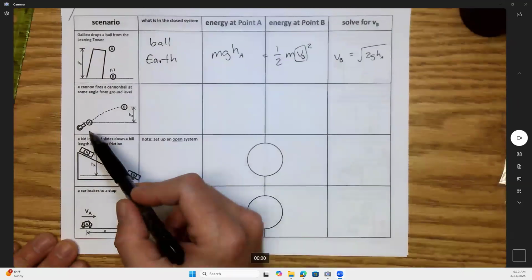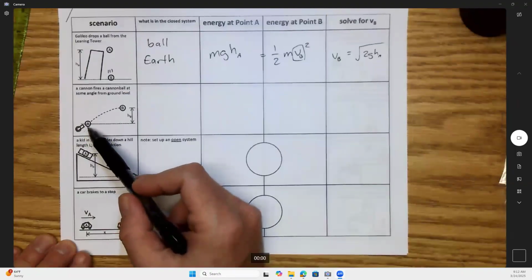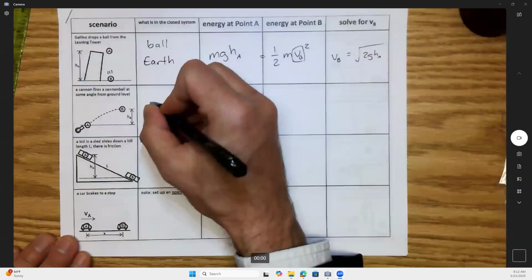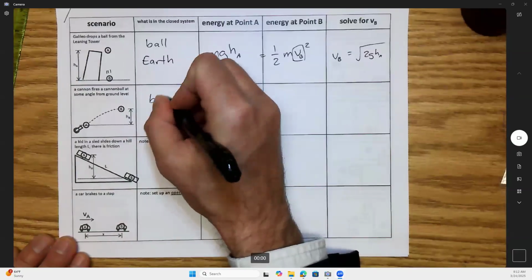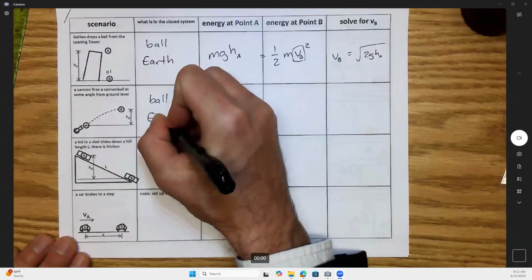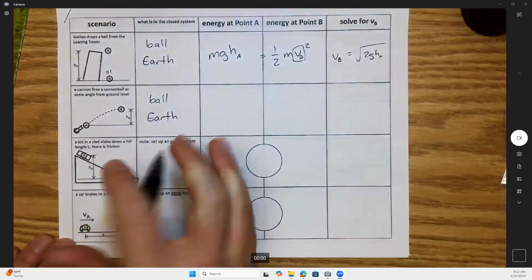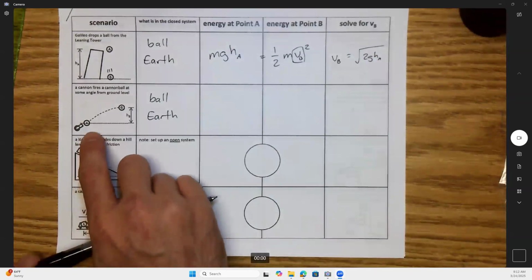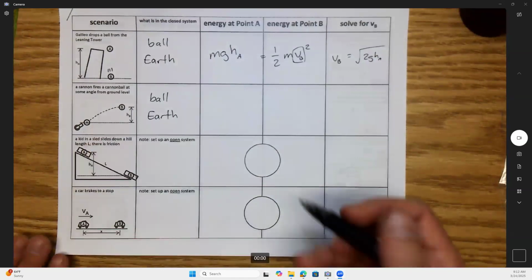Cannon fires cannonball. Let's say at point A, cannonball is just left the cannon barrel. First of all, what's in the closed system? The what and the what? Yeah, the cannonball and the earth again. Okay. Now I'm leaving the cannon out because that's in the past, right? So the cannon has already fired the cannonball. That happened in the past. Right? At point A, the cannonball is already on the move.